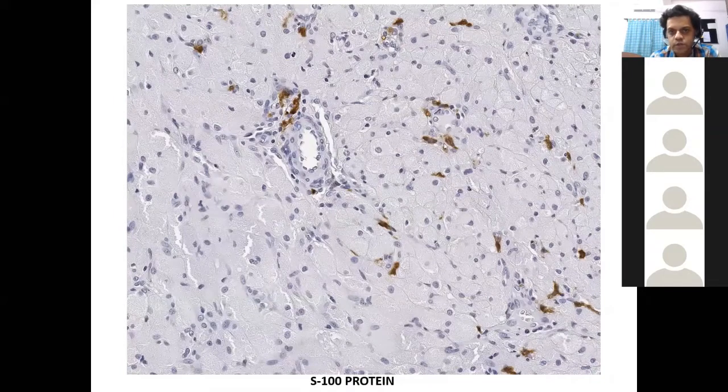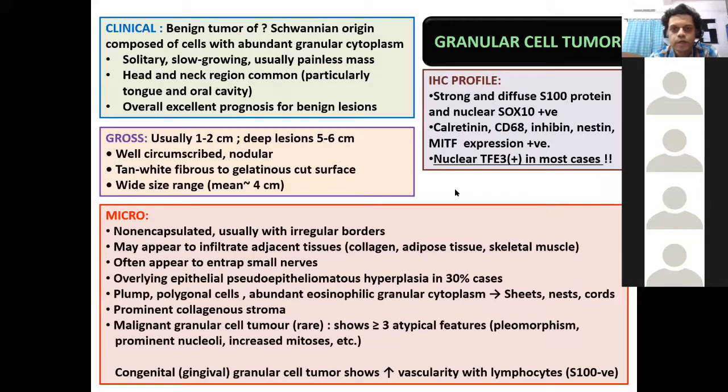What are these cells which have been picked up? I'm not really sure. Actually, you'll probably just go through the pictures and imagine what all cell types could show the positivity in this. Peripheral nerve sheath cells within that area showing S100 positivity, or something in the pericytic component which shows the positivity. I'm not really sure. So granular cell tumor, that's all.